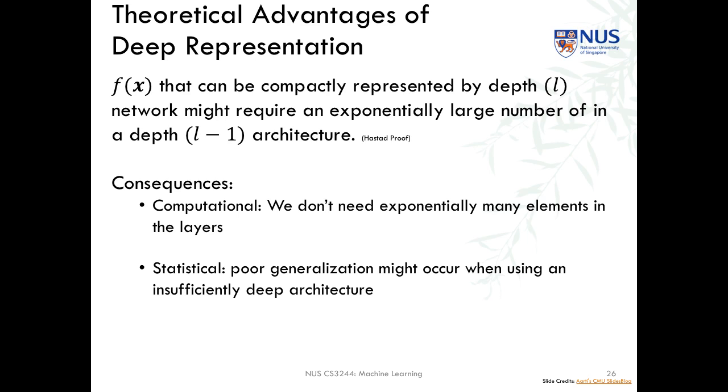So the consequences of this is that, as I said, it's useful from a computational standpoint because I don't need so many nodes. I can just array them in a stacked order and I get a lot of expressiveness for the same amount of computation power. And it's statistical, right? Because if I have a shallow network, I might have too little bias, right? I might not have enough parameters to fit the model. And by stacking them, I get that type of more expressive power.